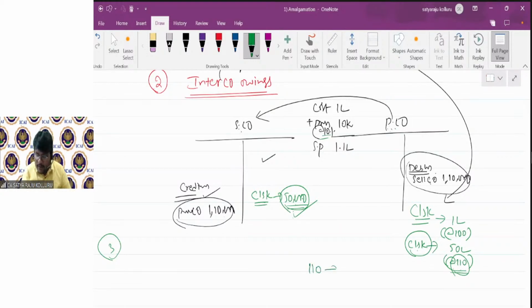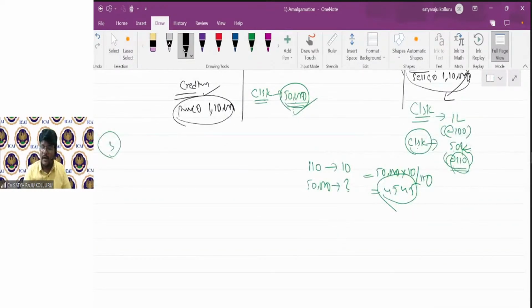Sir, for 110 rupees, 10 rupees is the unrealized profit lying in the closing stock. Then, it's not 50 lakh, it's 50,000. On 50,000, how much will be the unrealized profit? That is 50,000 multiplied by 10 by 110. How much, guys? 50,000 multiplied by 10 by 110, which is equal to 4545. Sir, now what do you want to do? I want to decrease the closing stock. Closing stock is an asset. If you want to increase it, it should be debited. If you want to decrease it, it should be credited. One aspect is the closing stock account, that is 4545.